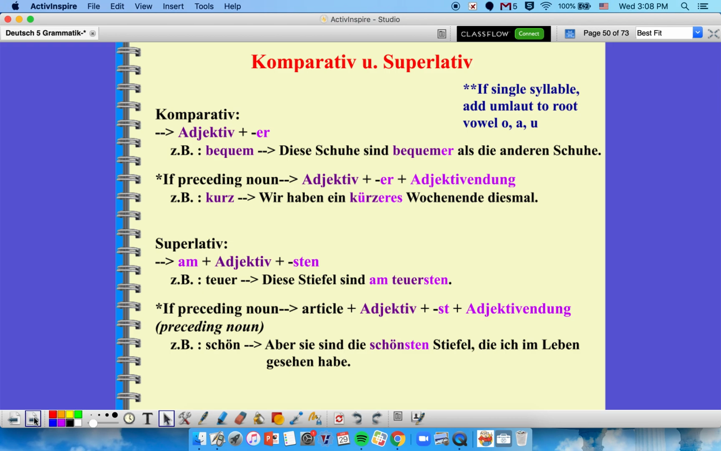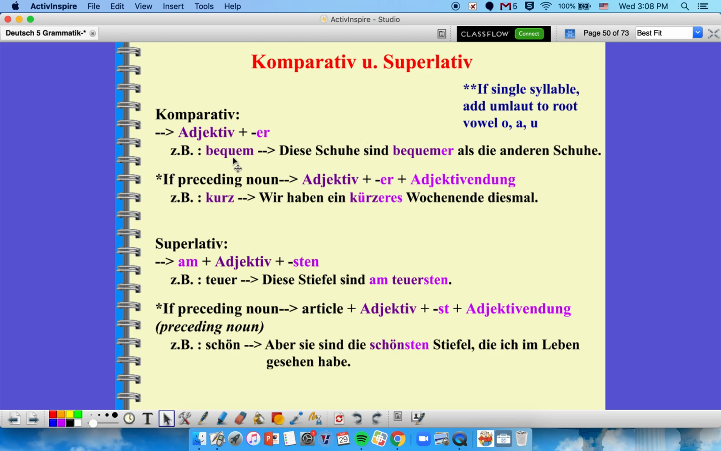Okay, so now moving into Komparativ und Superlativ. So if you are making a comparative in German, it's very similar to English. We're just going to add an ER. The only difference is that in German, if it's a single syllable, you're also going to add an umlaut if you have a root vowel of O, A, or U that it's easy to add an umlaut to.